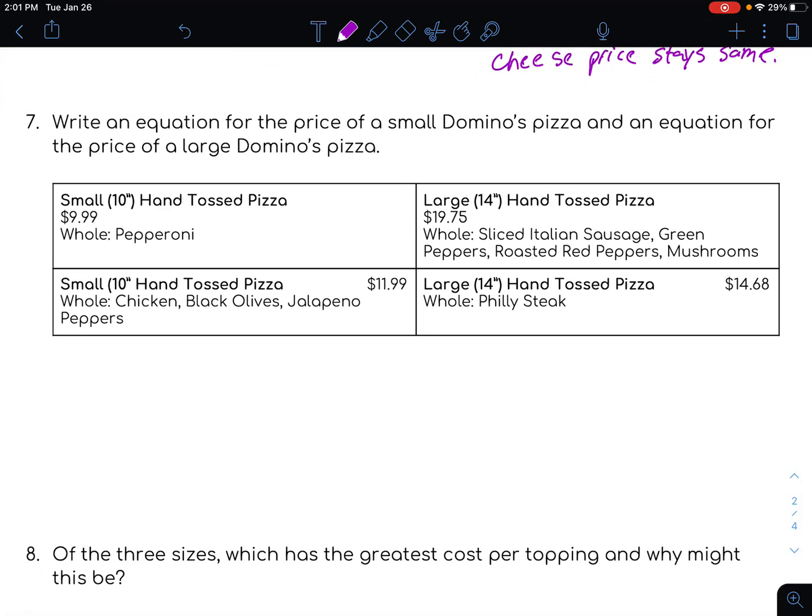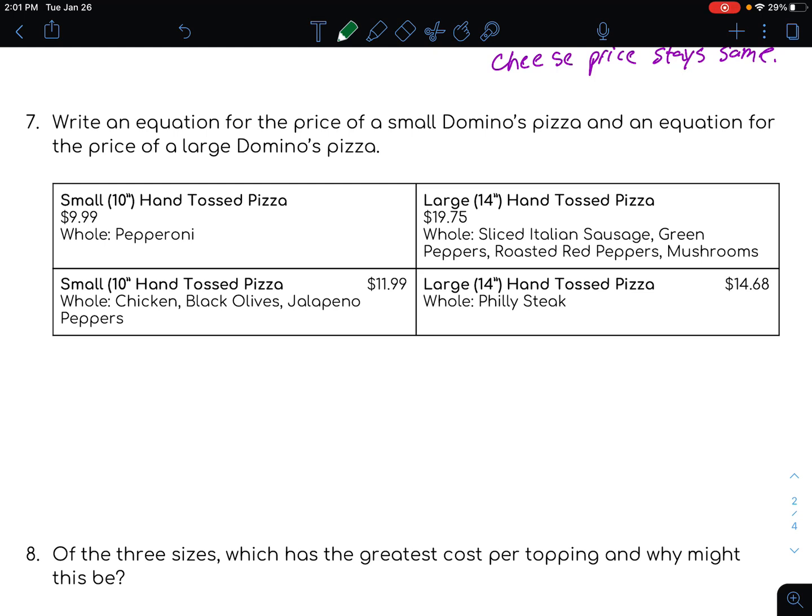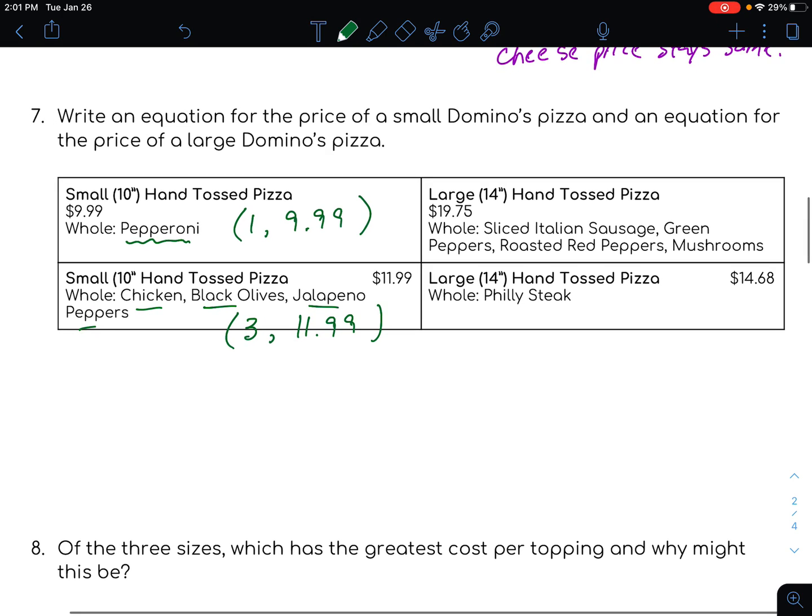All right, so what's the equation for the price of a small Domino's pizza and the equation for the price of a large Domino's pizza? Well, let's take a couple examples. If we take a couple examples, we should be able to track this down. Let's start with the small. Notice the small, there's only one topping here. So one topping, and it's $9.99 for that small pepperoni. And then we have this one, where it has 1, 2, 3 toppings, chicken, black olives, and jalapeno peppers. That's an interesting combo. So that would be 3 toppings, and it says that it's $11.99.